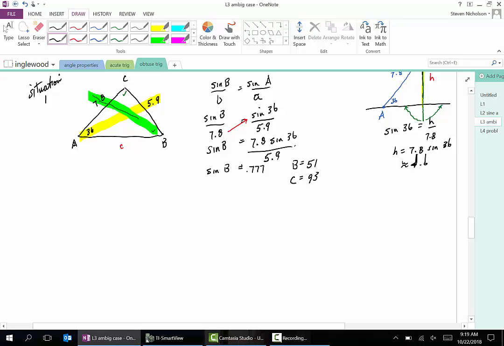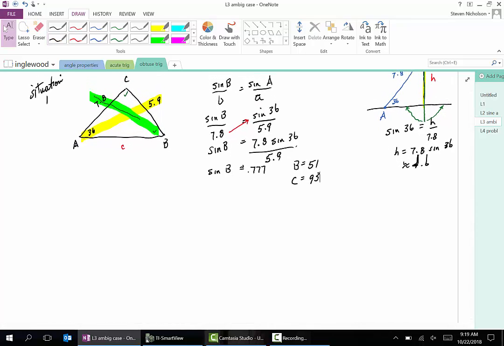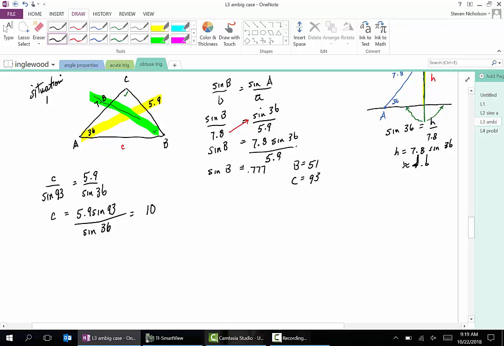So all of that work, which is important work, to get angle C, now what we can do is figure out little c. So little c over the sine of 93 is equal to little a over the sine of 36. And when we do our algebra, we get c is equal to 5.9 sine 93 divided by sine of 36. And we push all those buttons on our calculator, and we get 10. So they are standing 10 meters apart. Now remember, angle C is the biggest angle, therefore little c is the biggest side, and that's looking pretty good.